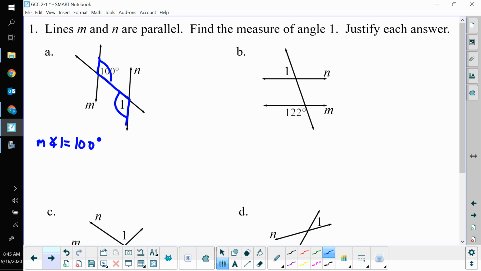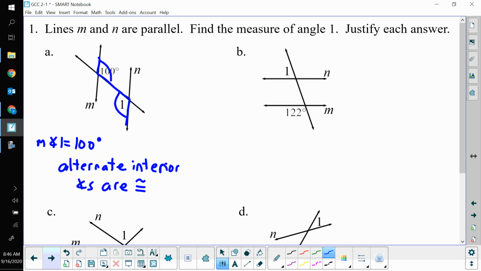And our reason would be alternate interior angles, and you can abbreviate angles with an angle symbol with an S, are congruent. And you can also abbreviate the congruent with its symbol, the equals with the squiggly on top.